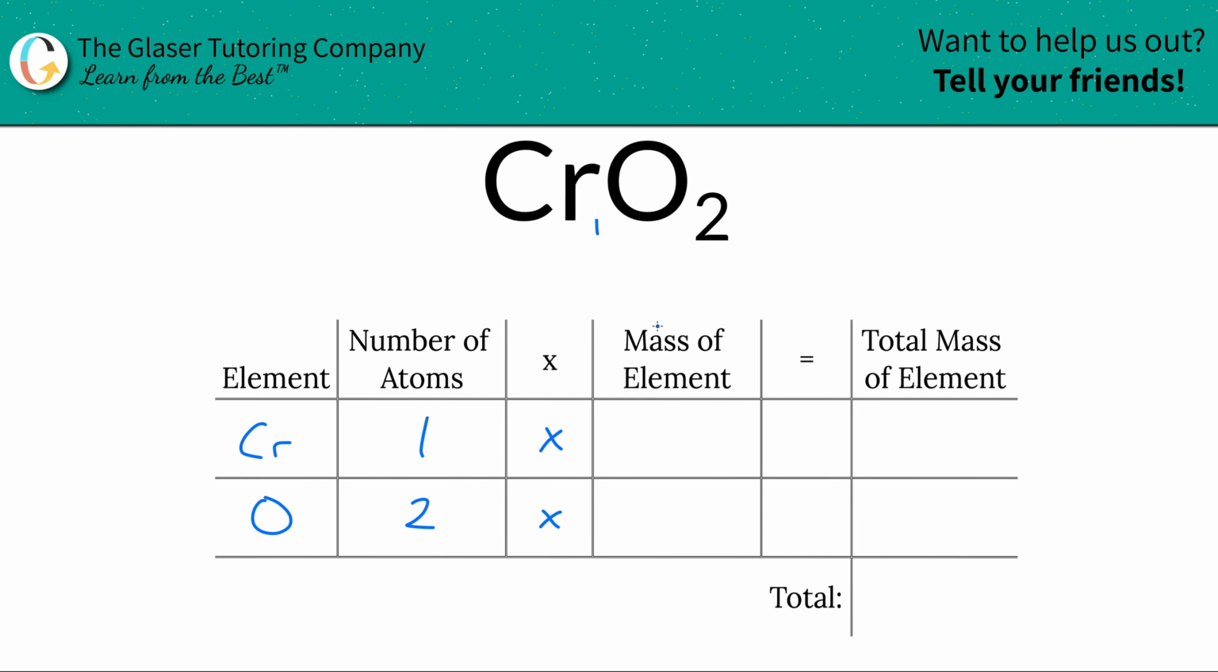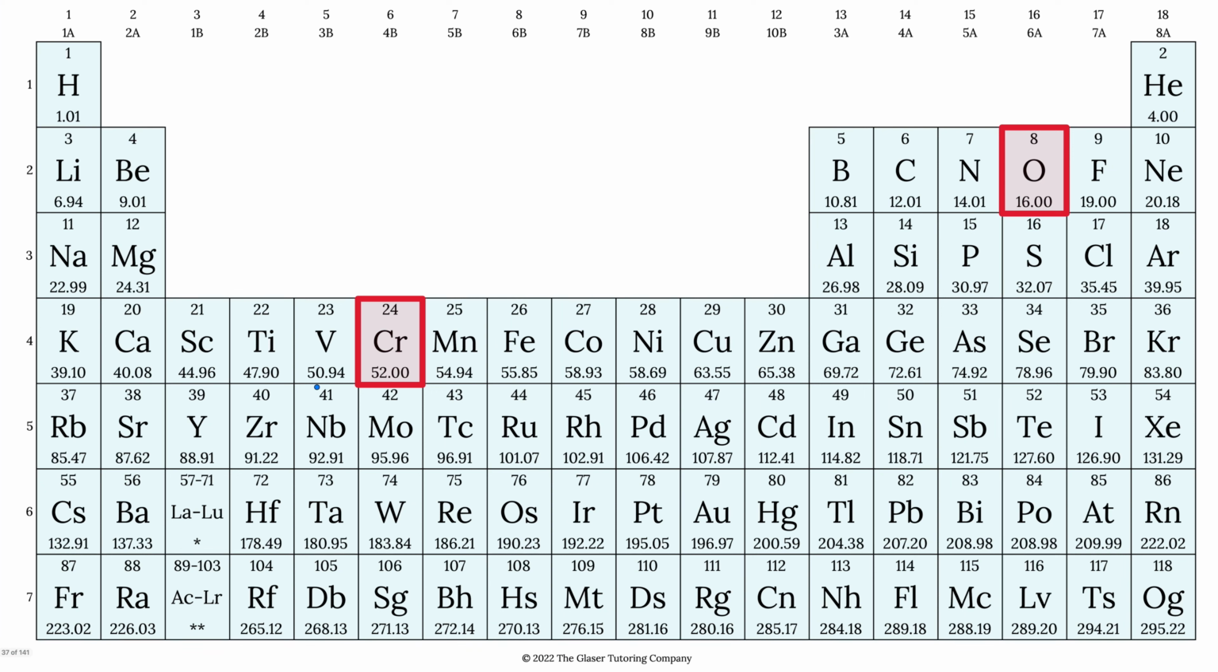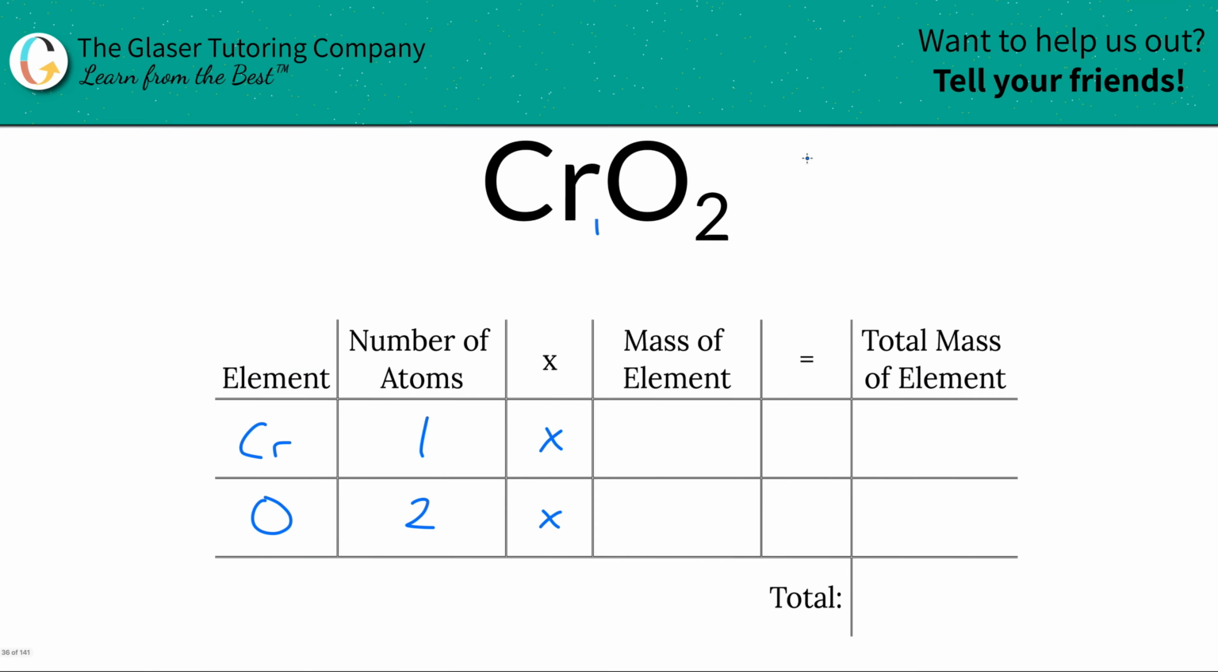Where do we find that? To the periodic table we go. These represent the masses. Chromium's mass is 52. Oxygen is 16. They can either be in grams per mole if you're doing molar mass, or AMU if you're doing molecular mass.